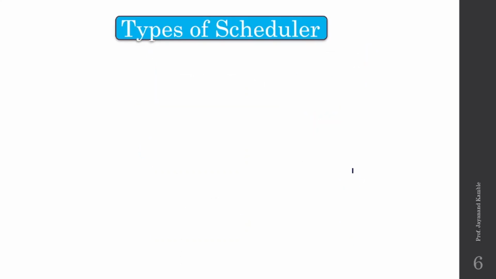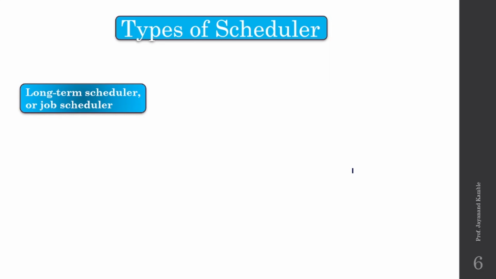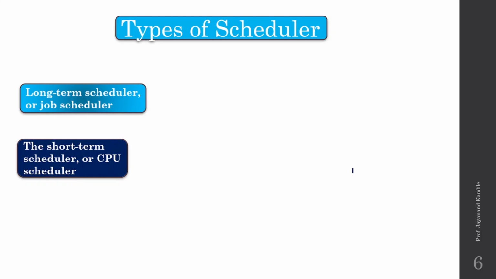Now let's talk about the types of scheduler. Note that for execution of any process, the OS must select one of the available processes from the ready queue for execution. This task is done by the scheduler. There are three different types of schedulers: long-term scheduler, short-term scheduler, which is also called the CPU scheduler, and finally the medium-term scheduler.